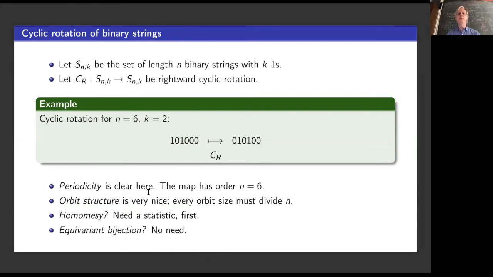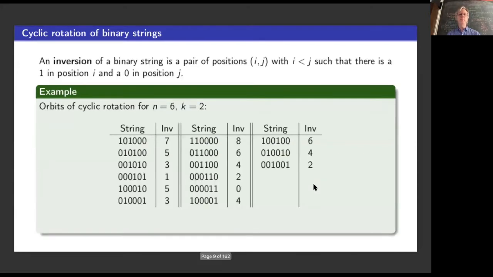And the orbit structure is also very nice. You'll see that every orbit size has to divide 6, or n in general. And to talk about the notion of homomesy, I need to give you a statistic first. And of course, we don't need an equivariant bijection when this map is so simple.